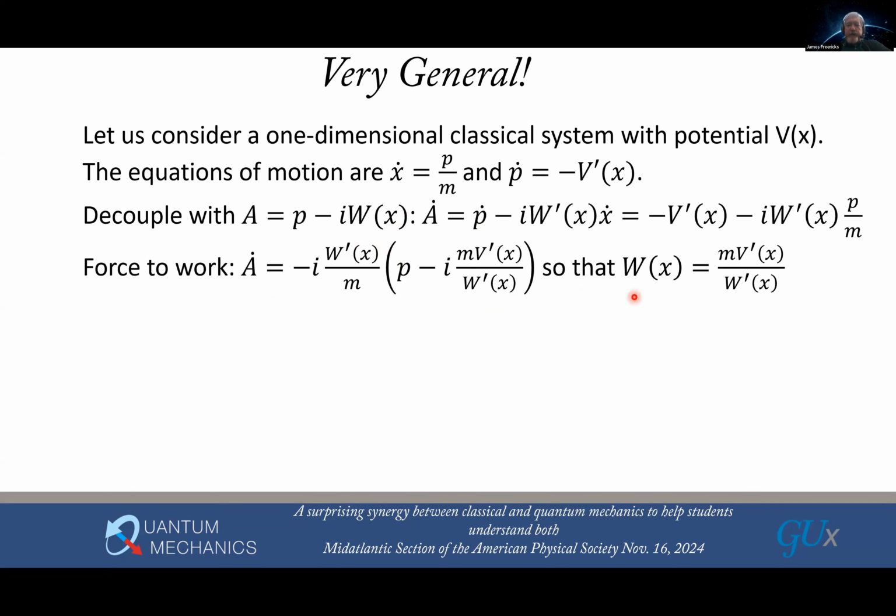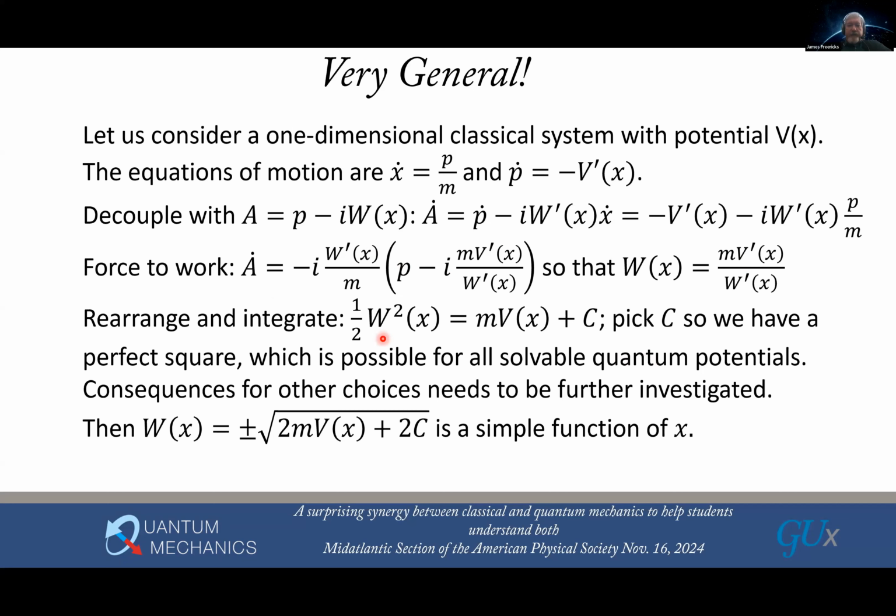And what that requires is that W(x) is m V prime of x over W prime of x. I move the W prime over to the other side. I recognize I have a perfect differential that I can integrate. So you'll get 1/2 W squared of x is equal to m V(x) plus C. In all of the cases that can be exactly solved, we can find a C such that this is a perfect square. And then I can just take the square root of it to give me the W.